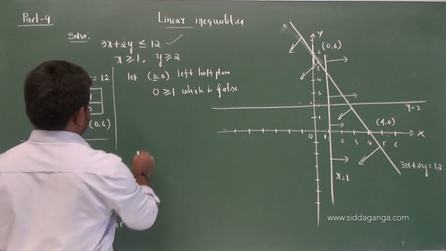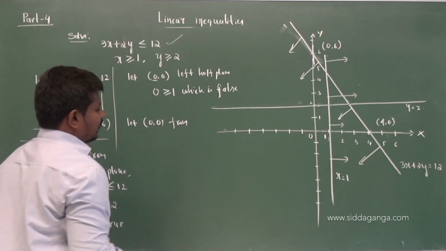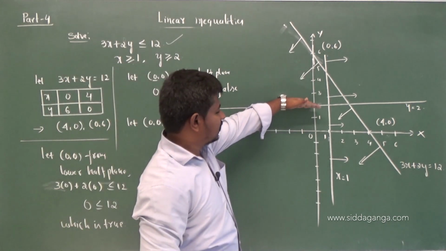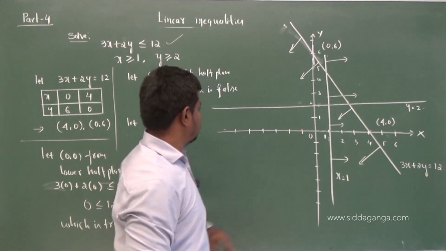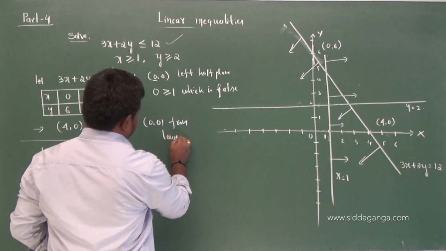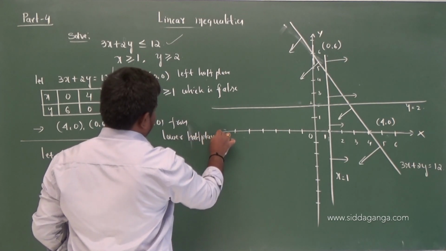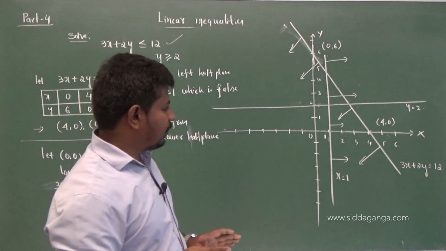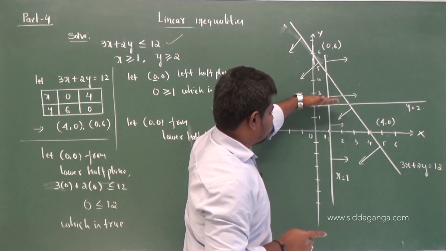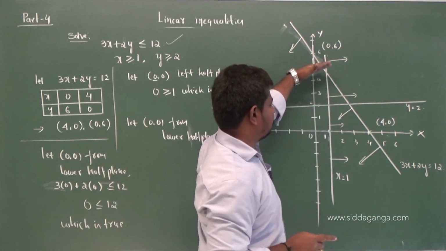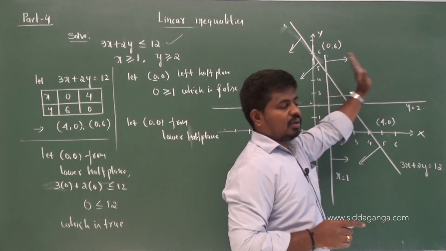Okay. Next, let again (0, 0). For y is equal to 2, it divides the plane into lower half plane and upper half plane. Take (0, 0) from the lower half plane of this line. Don't worry about or confuse the upper and lower half planes. When taking the point, just consider this line. For this line, this will be the lower half plane, this will be the upper half plane.